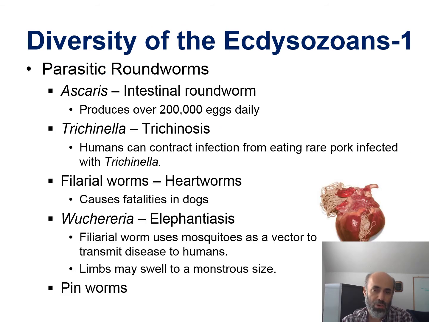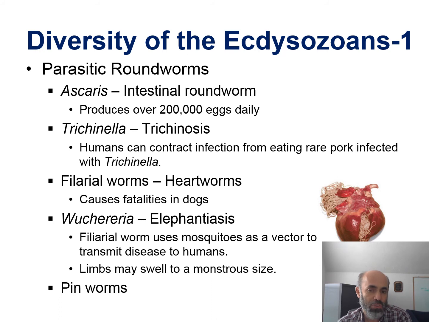Then there are parasitic roundworms like Ascaris, the one that we saw in the lab and you dissected. The male and female are separate. They produce a large number of eggs daily. Those are just egg machines. Trichinella causes trichinosis. People catch trichinella and develop trichinosis from eating pork that is not very well prepared. Those worms stay in the meat and get transferred to humans when they consume it.